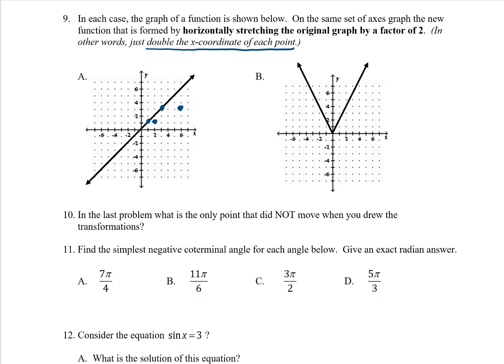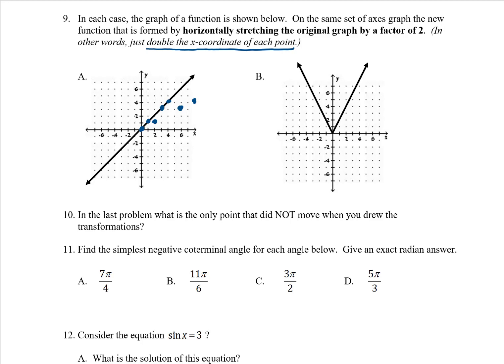How about one up here? (4, 4). That's going to change to (8, 4). That's a little bit off the grid. (0, 0). Well, if you double 0, you still get 0. And I think I have enough points now that I can connect the dots. It's still going to be a line. It's just been a little bit stretched out.